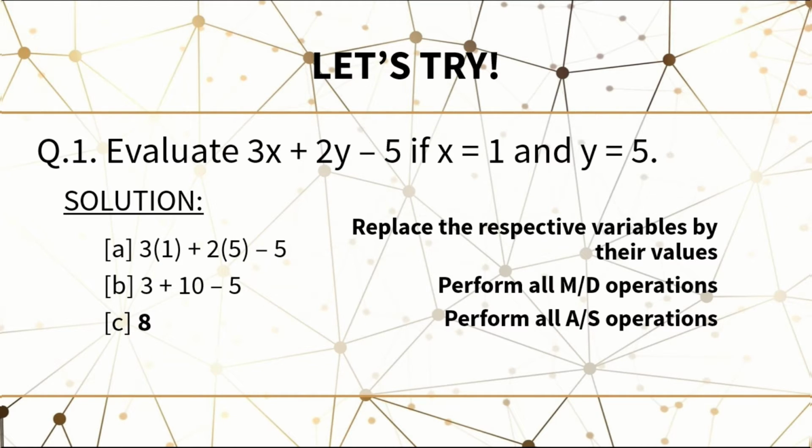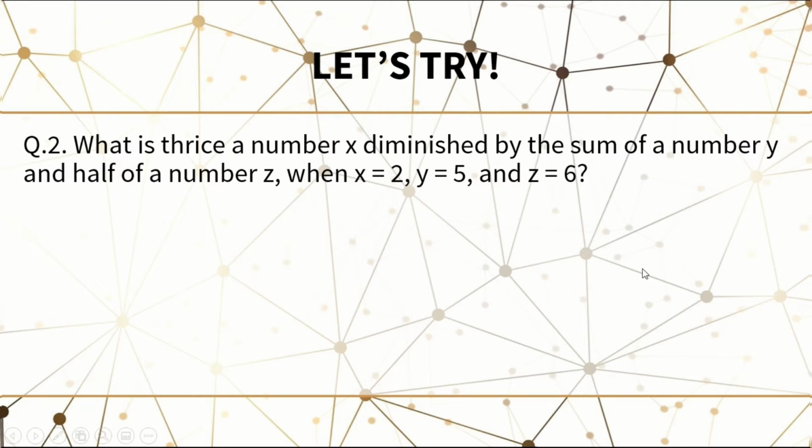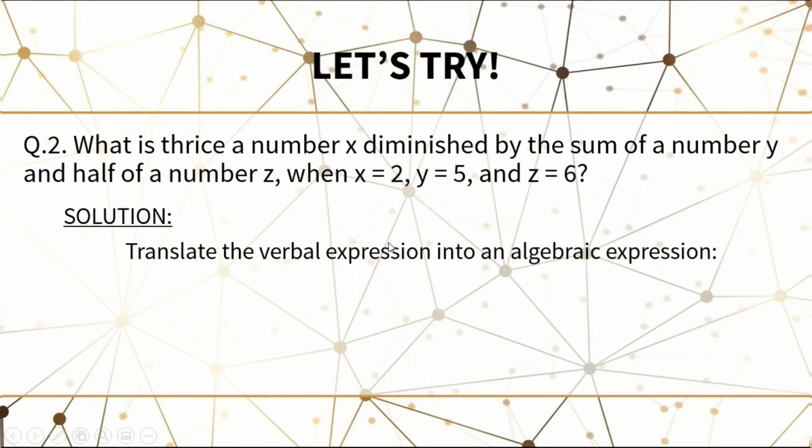So, ang next example is verbal expression. Pero kailangan natin muna siyang i-translate. I will give you time to answer. Pwede nyo i-pause. Pero ang solution natin dyan is kailangan muna natin syempre i-translate yung verbal to algebraic. So sabi dito, thrice a number x is diminished by the sum the number y and half of a number z. So ang context dito is, yung thrice a number x daw ay babawasan mo ng sum of a number y at ang kalahati ng z.